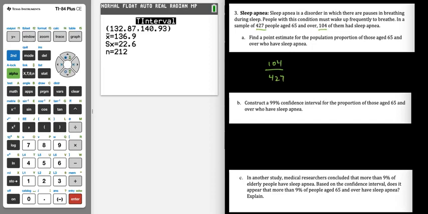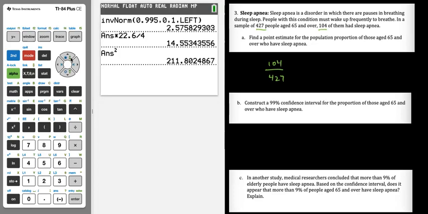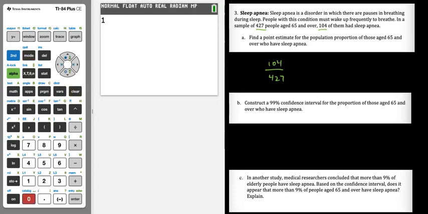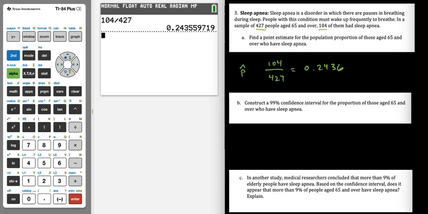You can express your answer there as a fraction, or we can certainly enter it in as a decimal. 104 divided by 427 is equal to 0.2436 if we're going to 4 decimal places. Okay. Also, we call it a point estimate, but a lot of times we denote it with p hat because that's our sample proportion. And what we're going to do is use that sample proportion to construct this 99% confidence interval for the true population proportion of those aged 65 and over who have sleep apnea.